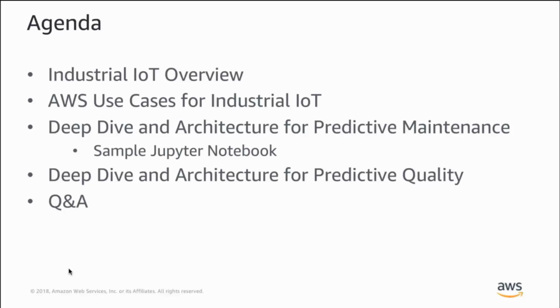Then we're going to dive into another use case, which is predictive quality, and we're going to compare those architectures with the predictive maintenance, so you understand the AWS components that you can use to build these solutions. And at the end of the session, we've got about 15 minutes for Q&A, so start writing down those questions.